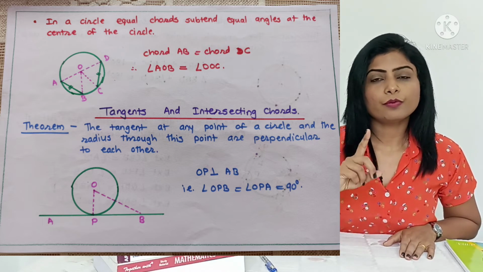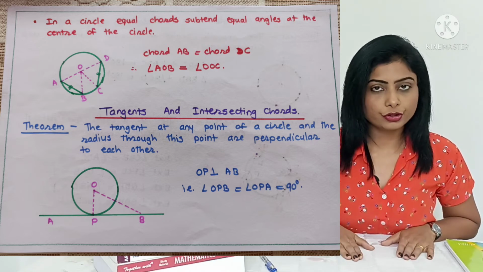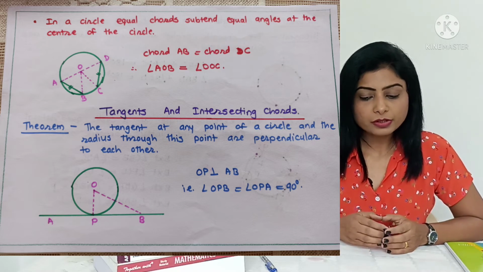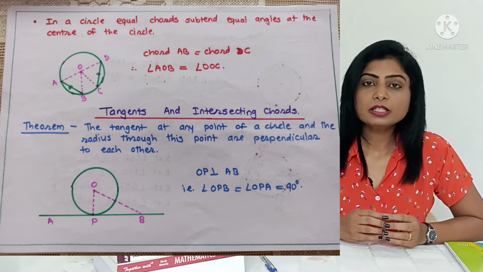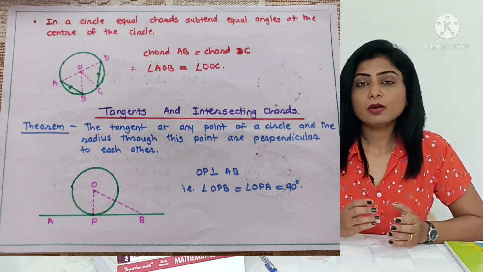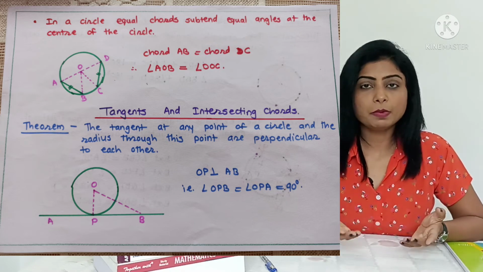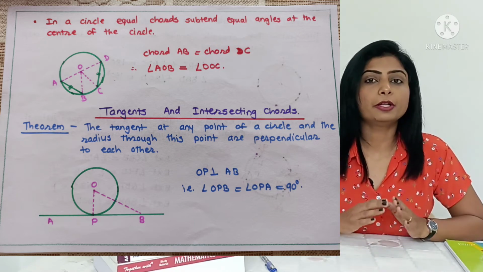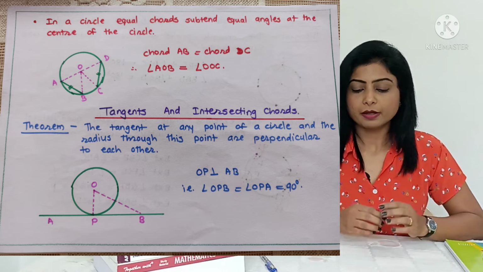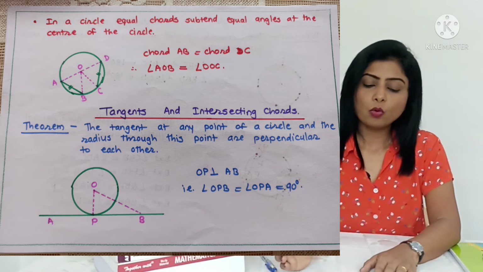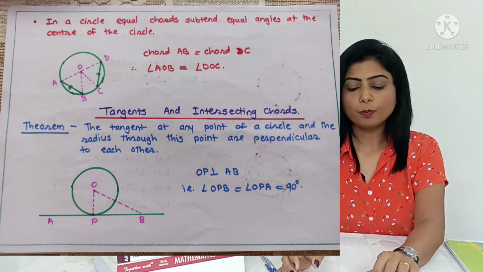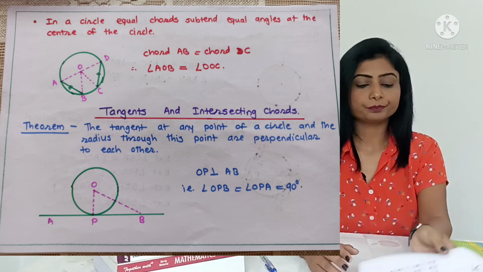From one point there goes only one tangent. The tangent at any point of a circle and the radius through this point are perpendicular to each other. OP is my radius here, APB is my tangent, so OP is perpendicular to the tangent AB. That means angle OPB and angle OPA are 90 degrees. Now next, this is the next theorem.